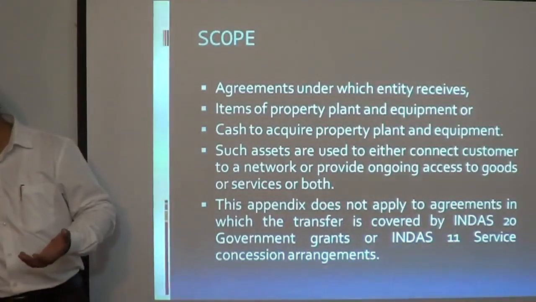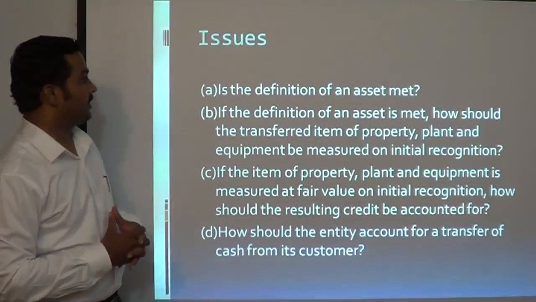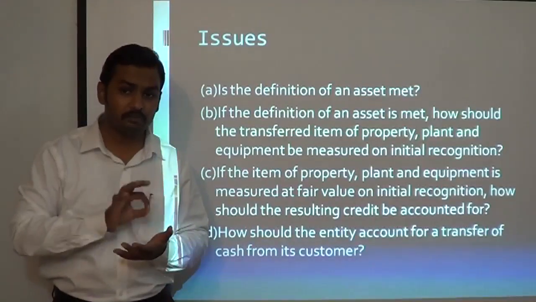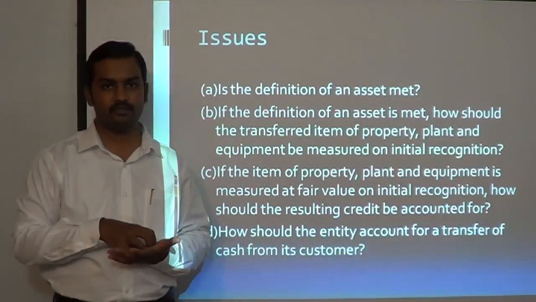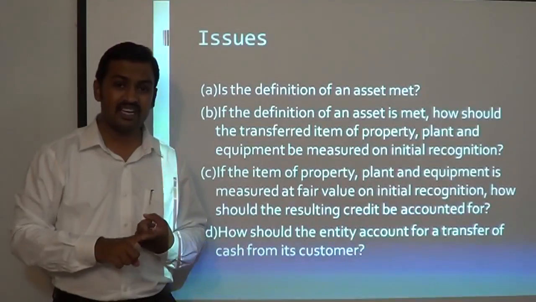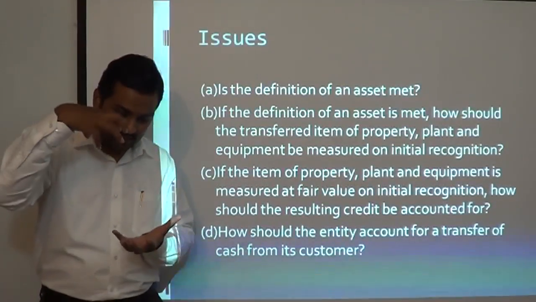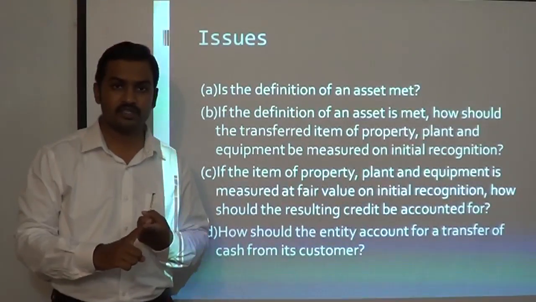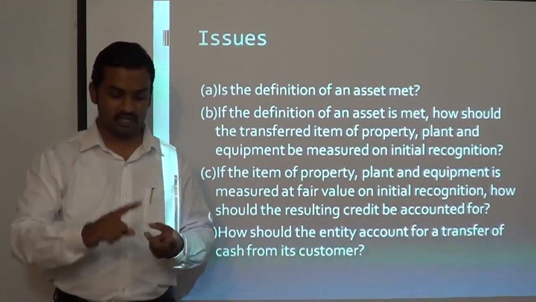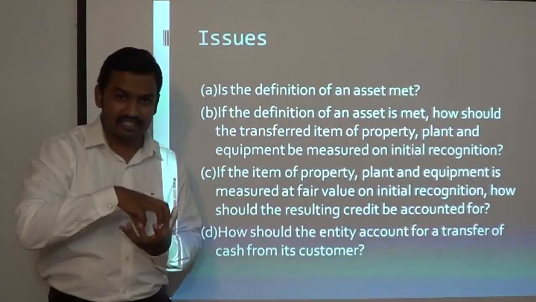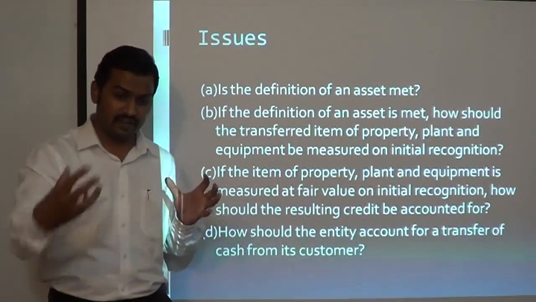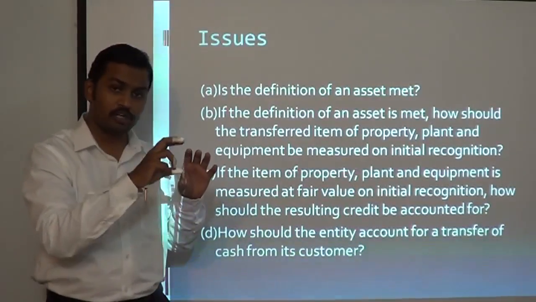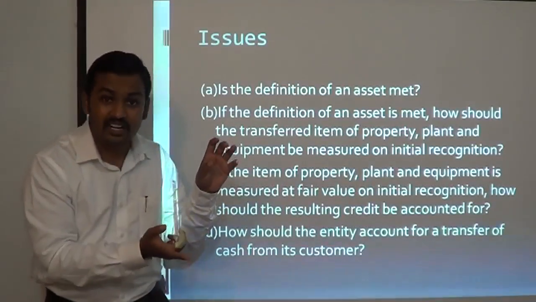Okay. Now what are the issues? Is the definition of an asset met? So we are talking about accounting issues in the books of the company which is receiving the item of property, plant and equipment. So the first question we have to ask is, before I incorporate the item of equipment in my books of account, there are certain questions to be answered. The first question is, when can I recognize it as an asset in my books? Second is, at what value can I recognize it as an asset in my books? Third is, if I have decided to recognize it as an asset in my books, I know how the standard is going to talk about how to determine the debit. The question is, where will the credit be given?